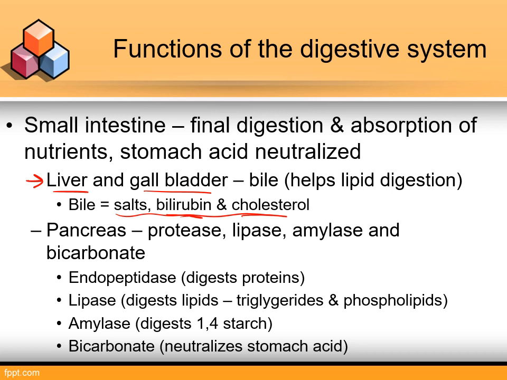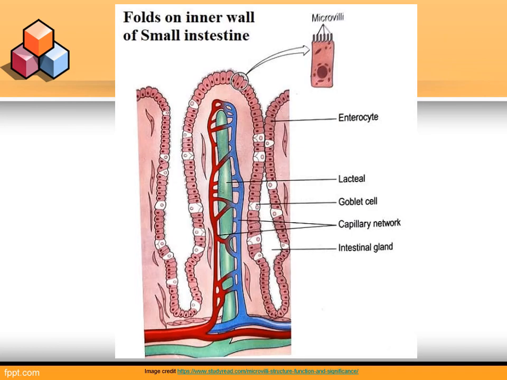The pancreas is going to make a bunch of enzymes: proteases, like endopeptidase, which is going to digest those proteins; lipases, where lipase is going to digest our lipids; and amylase, which is going to break down some starch. And we also have that bicarbonate that's going to neutralize that stomach acid, all made by the pancreas.